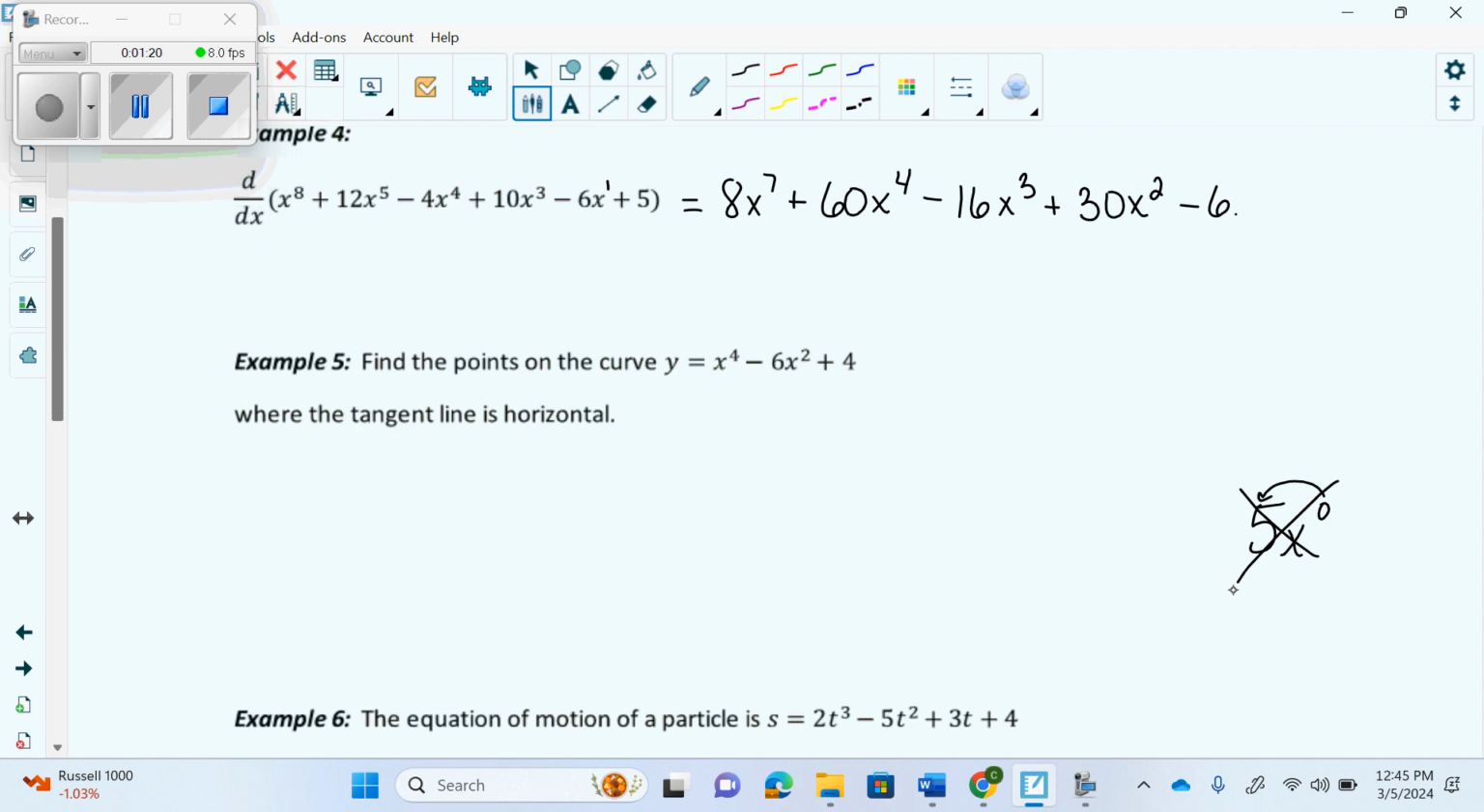All right. So here, for example 5, it says find the points or the coordinates on this curve where the tangent line is horizontal. So I see tangent line. What does that tell me? What do I need to find? Tangent line. Slope. Tangent line. First derivative.